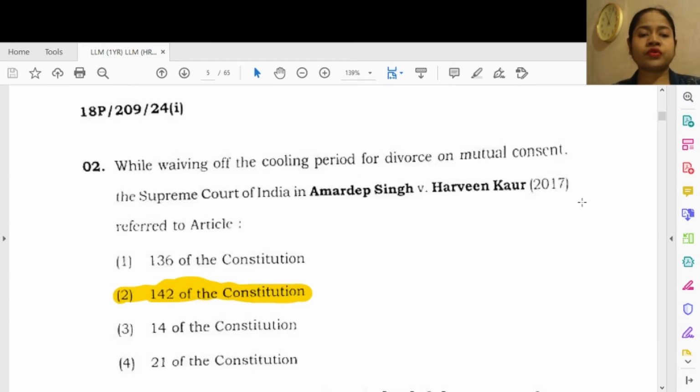Question number 2, while waiving the cooling off period for divorce on mutual consent, the Supreme Court of India in Amardeep Singh versus Harveen Kaur 2017 referred to article. This is option number 2, article 142 of the Constitution of India. So for giving effect to any decree or order, this is the exceptional power of the Supreme Court.